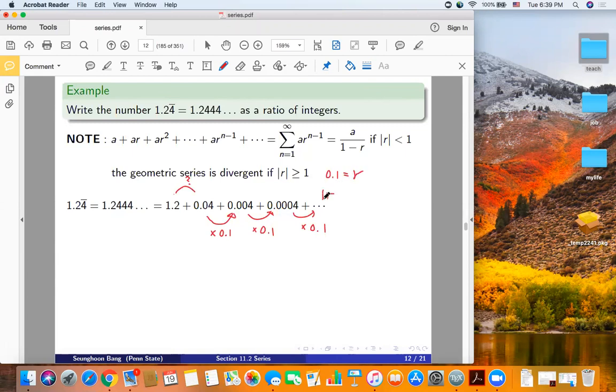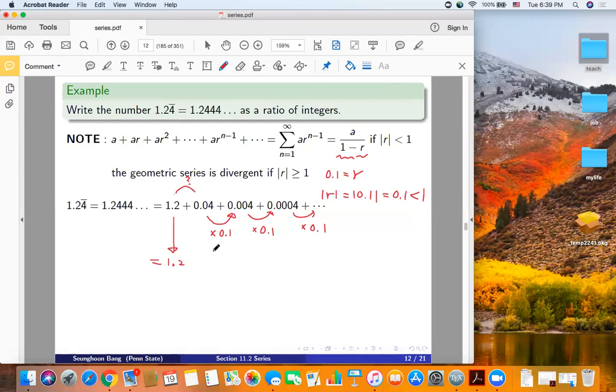The common ratio, take absolute value. The absolute value of 0.1 is just 0.1, always less than 1. So we have a convergent result. So let me see, how can you do that? You can change it like this. So you can keep 1.2. So we don't have any relation.